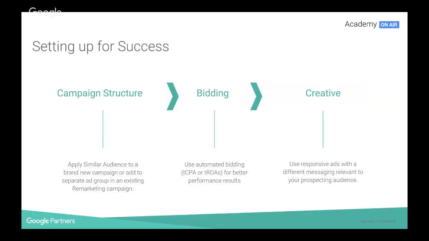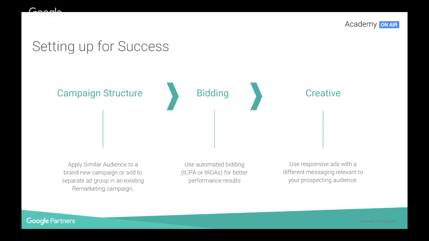Use automatic bidding. Never tire of saying that, but automatic bidding and display or search go really, really well together. They just deliver better performances and better results. So target CPA, for example, is a really good strategy for your new similar audiences campaign.